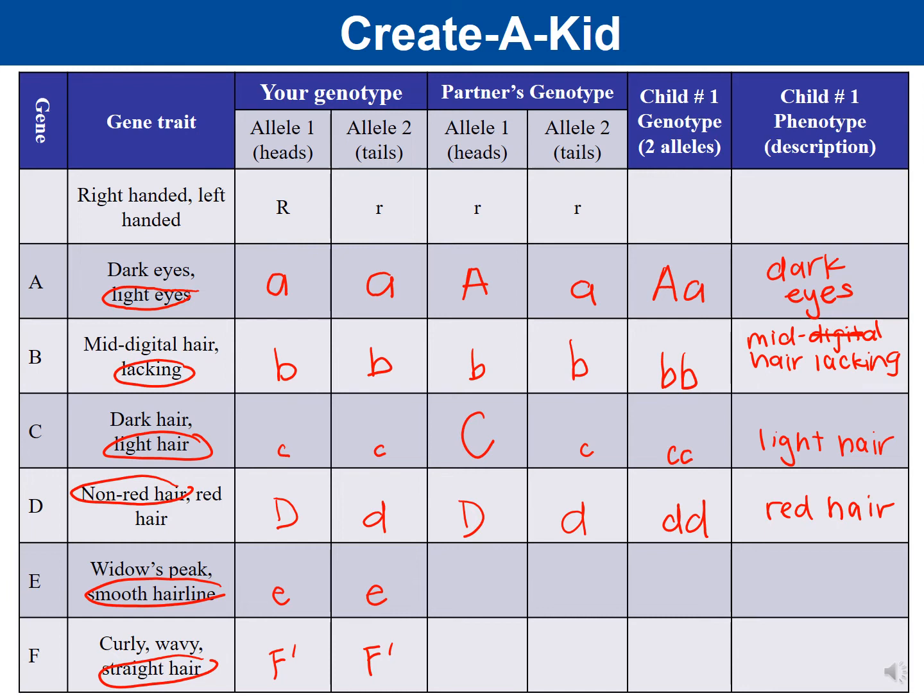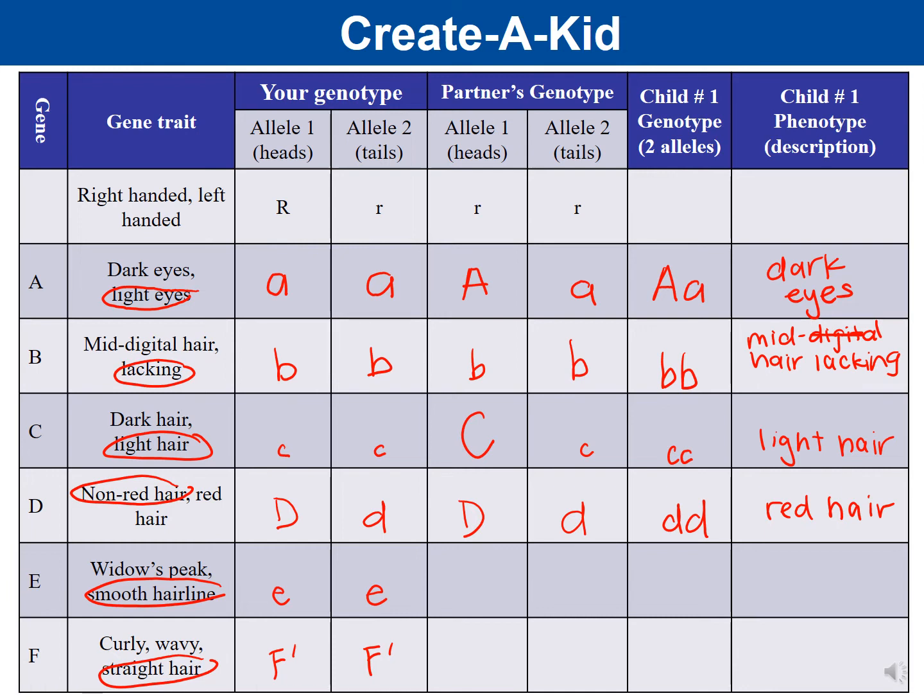Are there any traits that show up in the kids that were not found in either parent? If I look at eye color, nope, not unique, because my partner had dark eyes and I had light eyes. Mid-digital hair lacking, that's not unique, right? Me and my partner both had that trait. Dark hair and light hair, the offspring has light hair. I had light hair, no new trait there.